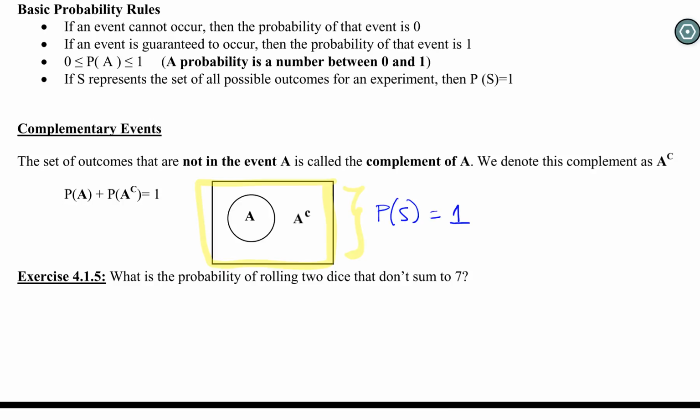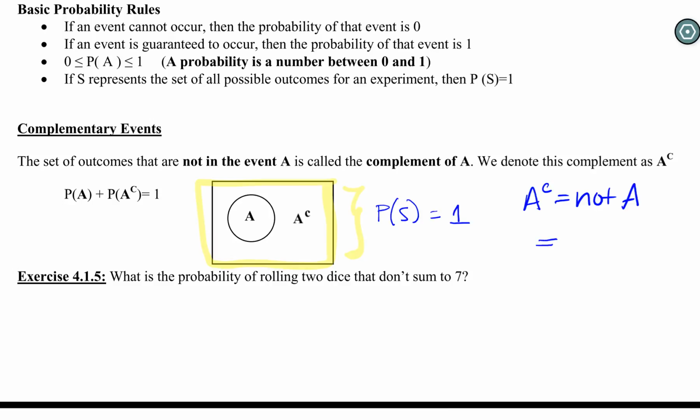We only have event A, and then everything that's not an A we call a complement. And we happen to use the notation here. I like A with a little c as a superscript, which means everything not in A. You are also welcome to just write not A out if you like that better.